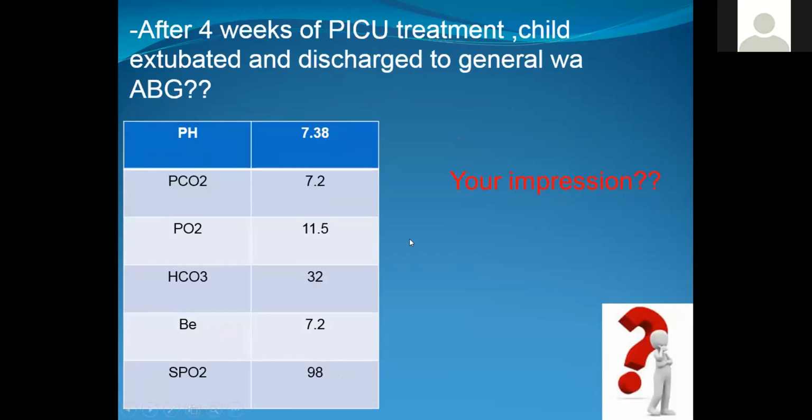Then after 4 weeks in the ICU, after management, this child started to improve and was extubated and discharged to the ward with this blood gas. What do you think about this blood gas? Yes, now this blood gas pH is normal, but your PCO2 is slightly high. Your bicarb also is high. So what's going on in this one?